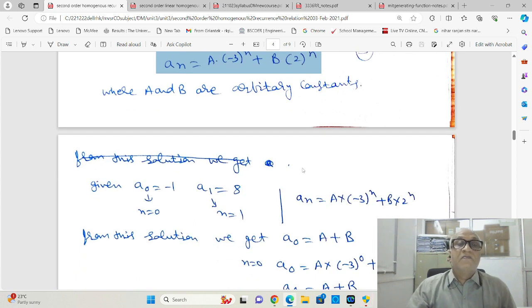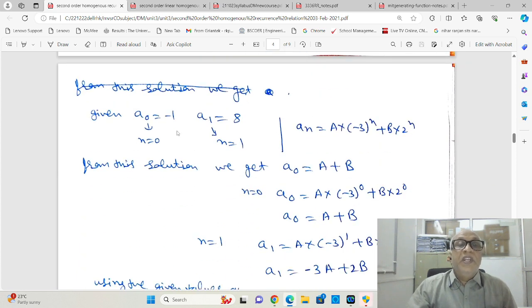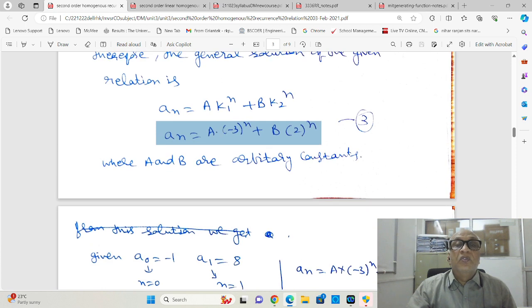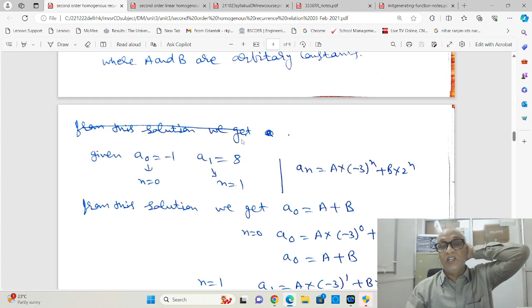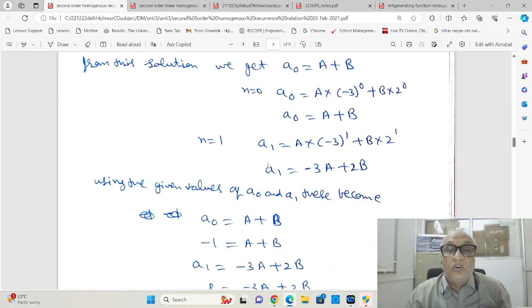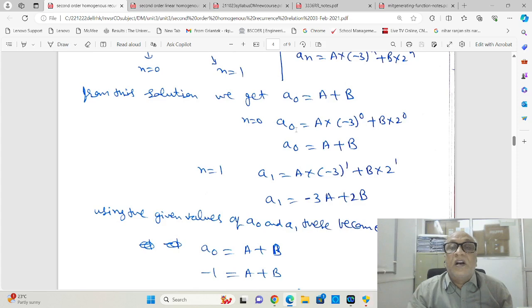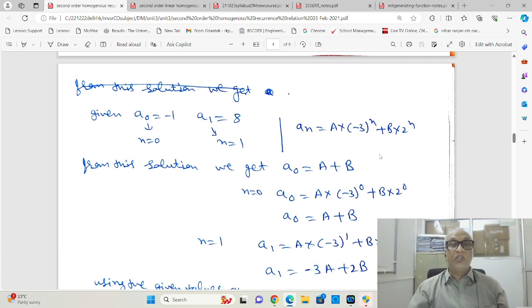So an, that will be a0 now. a0 will be equal to minus 1 and a1 equal to 8, that you have to remember. So how will we get a0? a into minus 3 to the power of 0 plus b into 2 to the power of 0, because the value of n is given as 0. So a0 equal to, this will become 1, so a plus b.